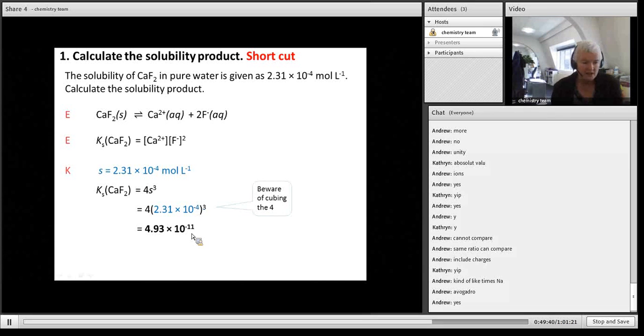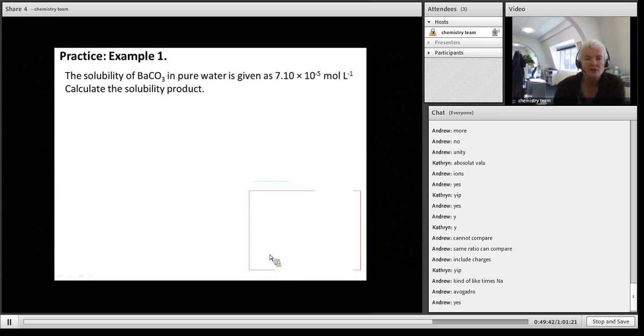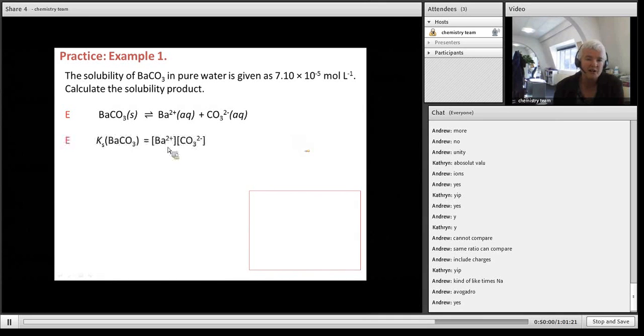Right, so let's go. I see the time is going on. We've got 2 minutes left. Here's another example. So I've been given the solubility. These are pure water coming up again. Calculate the solubility product. So here we go. Do the break up into ions. Recognize it's an AB one.